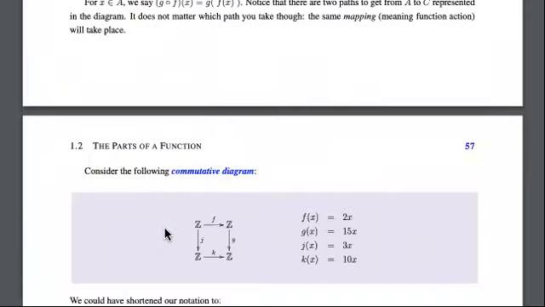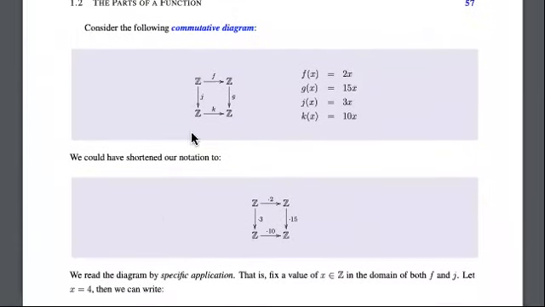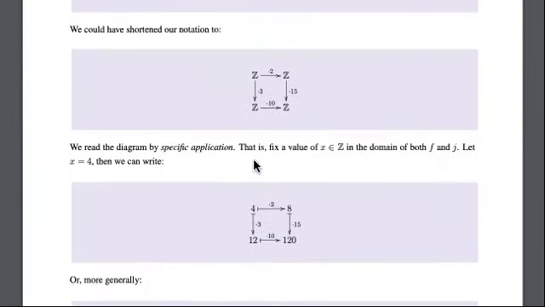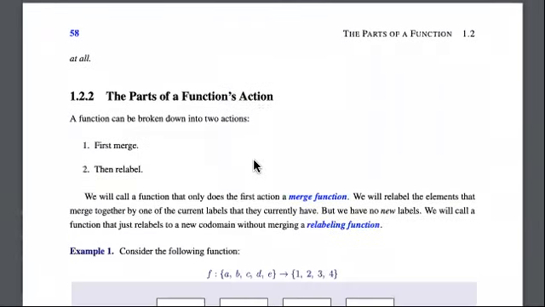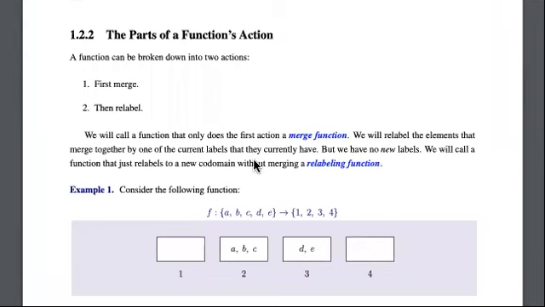So here's a commutative diagram, and I give you some definitions for these functions. The function f means you double a number, the function g means you multiply a number by 15. j means you triple a number, and k means multiply the number by 10. Notice that if you follow this path or that path, in the end you're going to be doing the same thing. You're going to be multiplying by 30 either way, from beginning to end. So that's an example of a commutative diagram. Let's look at the next subsection, parts of a function's action.